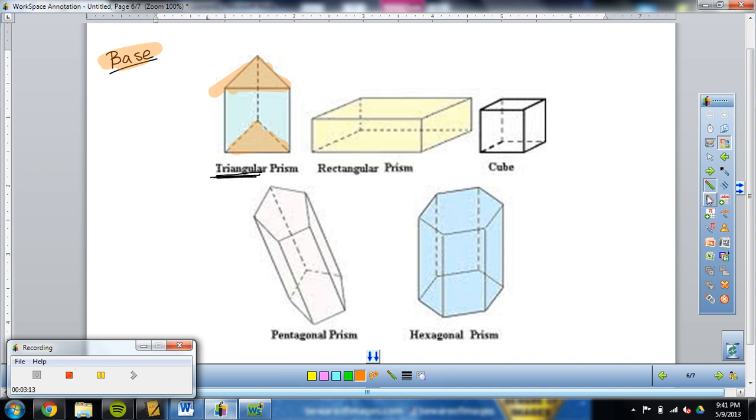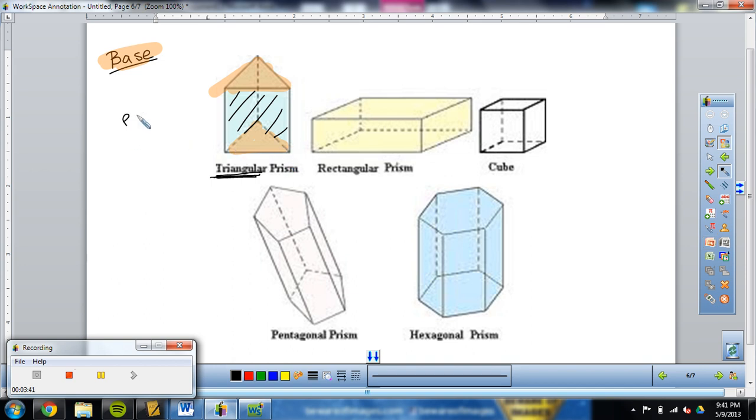Now our lateral faces are all of the other sides of the prism that are not bases. So the blue side right here, this front piece is a face. And then because it's 3D, it's a little difficult to see, but the back, there are 2 more faces. And then again, they're lateral faces.